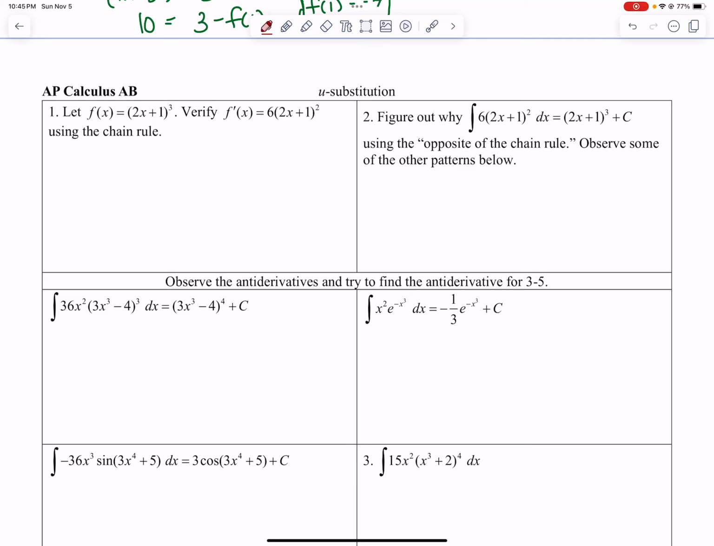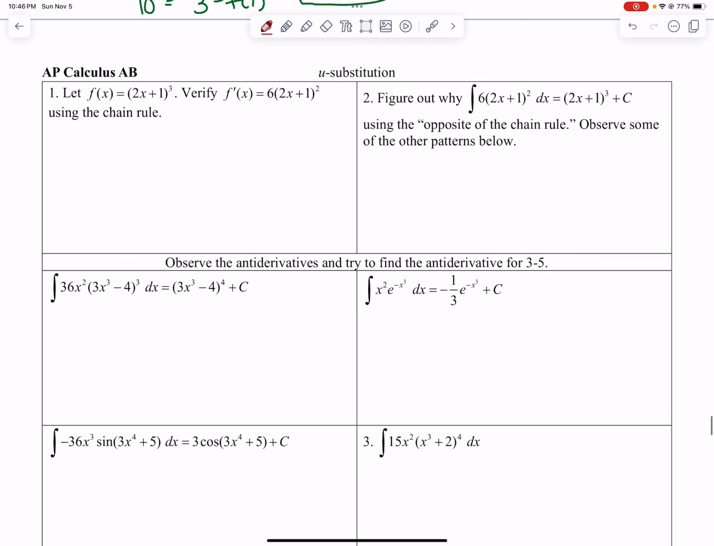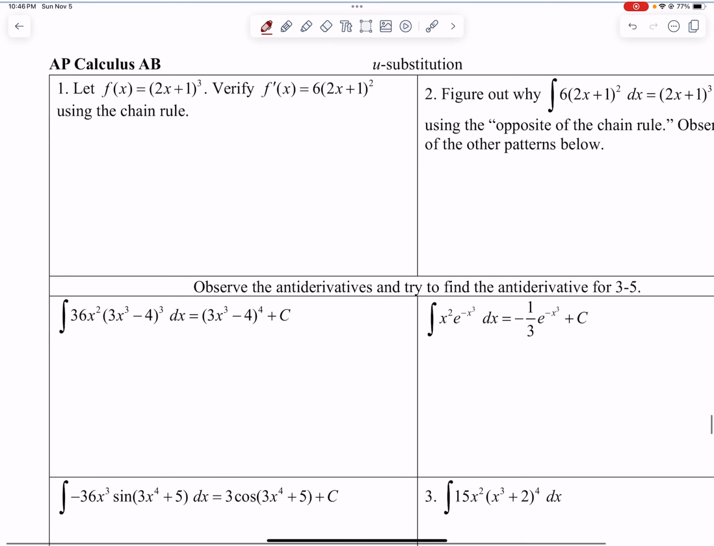Alrighty, in this video we are going to be talking about u-substitution. U-sub, right. So for number 1, we're going to let f of x equal (2x + 1) cubed, and we want to verify that f prime of x is that lovely thing right there. So we're going to use the chain rule.